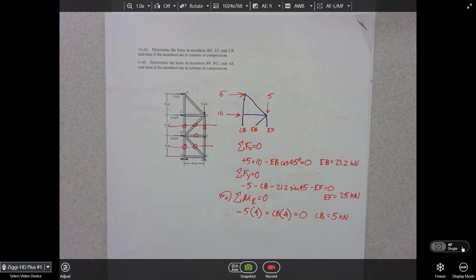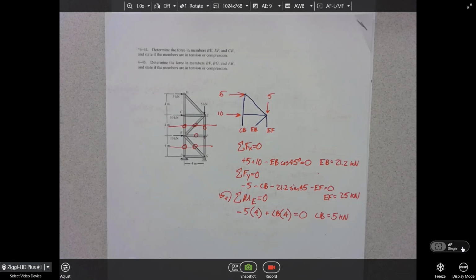I can't solve it, so I'll go for a second equation and I'll sum the moments. Where would you like to sum the moments about? E. Because if I sum the moments about E, I cancel the one that's got an angle in it, and I cancel EF and 5, and I'm just left with CB. So this is going to be pretty straightforward. If I sum these moments, counterclockwise is positive. I actually cancel the 10 too, so I'll just have 5 times 4 in the negative plus CB times 4 in the positive has to equal 0.